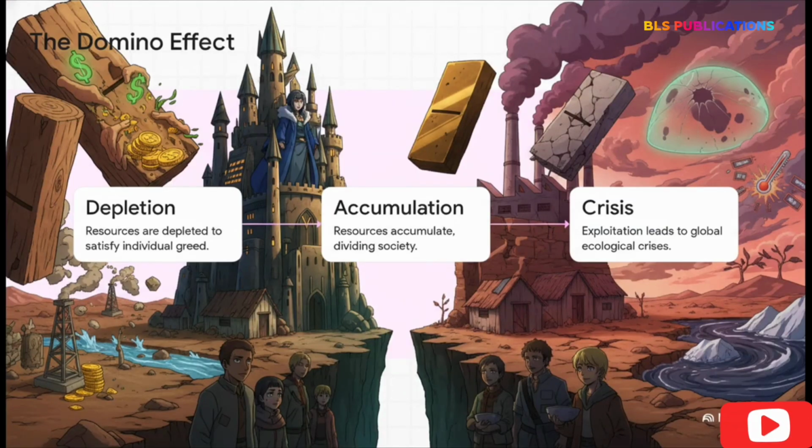It's a really dangerous domino effect. Let's trace it. Step 1. Humans go in and rapidly deplete resources just to satisfy the greed of a few people. Step 2. That wealth pools in a few hands, splitting society right down the middle into the haves and the have-nots. Step 3. All that reckless exploitation triggers massive global ecological crises. We're talking global warming, ozone depletion, severe land degradation, the whole shebang. It's a complete systemic failure.